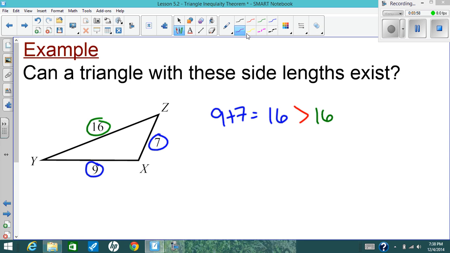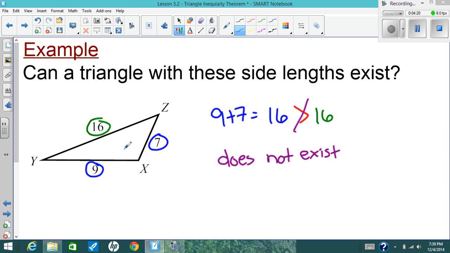Now, it's not smaller. 16 is not smaller than 16, but it's also not greater than. So this does not work. So I cannot actually make a triangle with sides 9, 7, and 16. So this triangle does not exist.